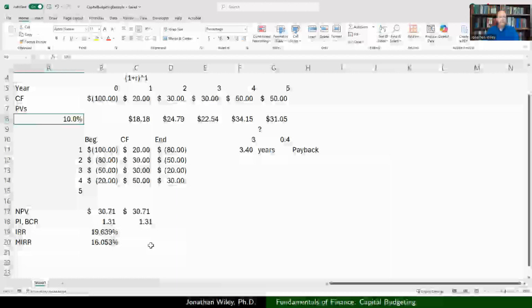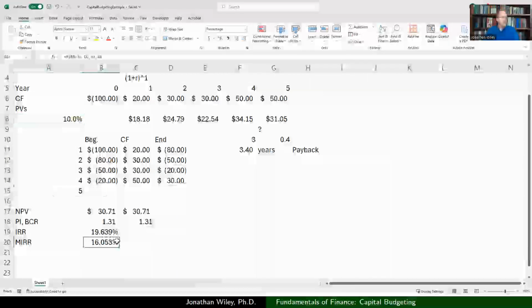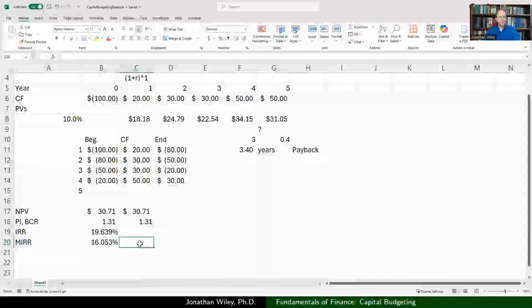And you analyze this the same way you do the IRR. So the MIRR is over 16%. The required rate of return is 10%. We like the project. Okay. Now let's talk about that assumption of the MIRR that assumes that I'm reinvesting in a project that's getting that normal required rate of return.